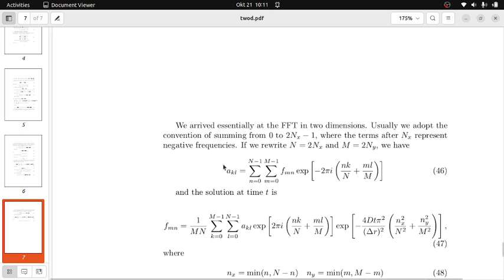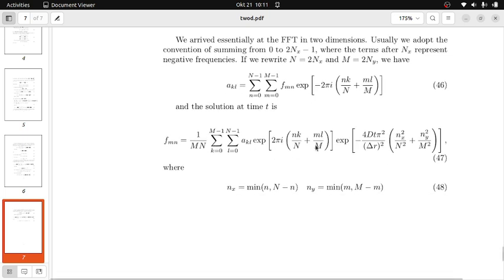And when we compute this with the FFT, we can compute f_mn, the solution at a time t, as the inverse Fourier transform of this, but now multiplied by this thing here. And the only thing that we need to take care of, now we wrote N, which is double our signal, because as we saw before, we have to flip the image to actually use the FFT correctly.